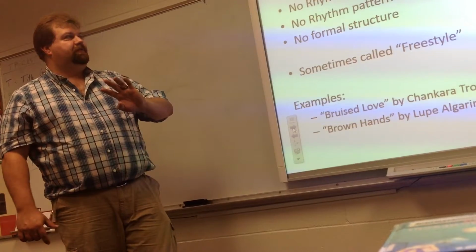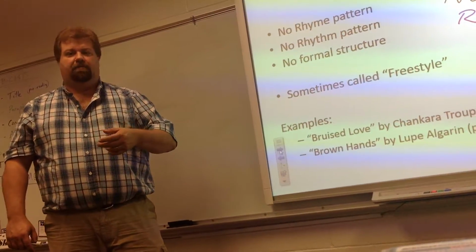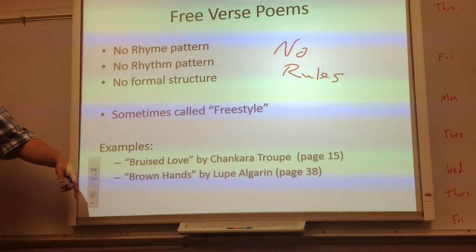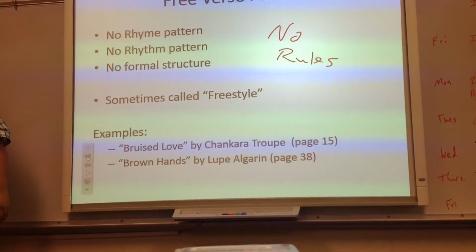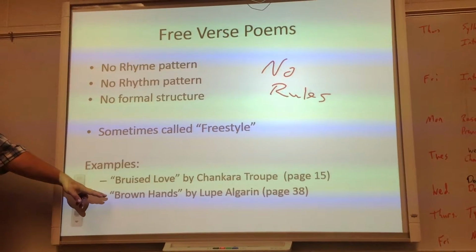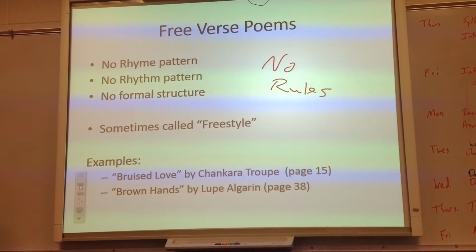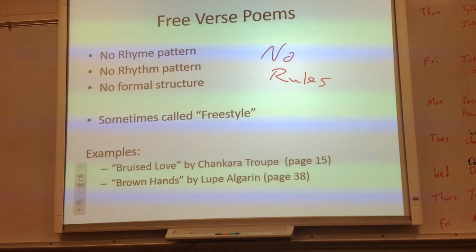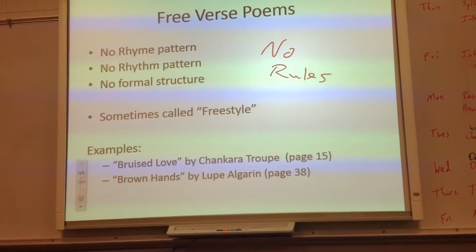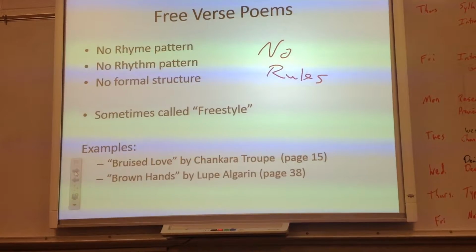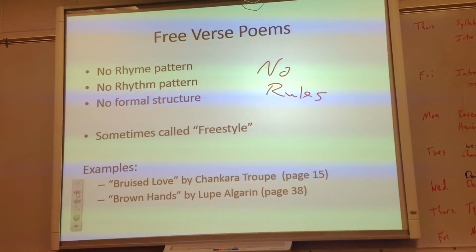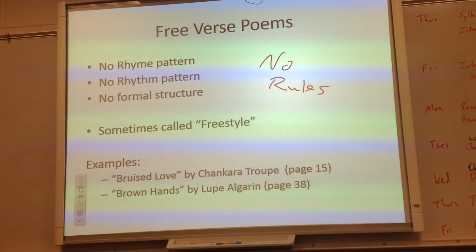You've got two examples of free verse poems early in the book. You've probably already read both of them. Shankara's poem, Bruised Love, about seeing her sister abused again. And then Brown Hands that Lupe wrote on page 38, talking about a baby. Both of those are examples of free verse because they don't have a set rhyme, they don't have a set rhythm, they don't have a set anything. There's no rules to it. It's just about the feeling and the emotion.